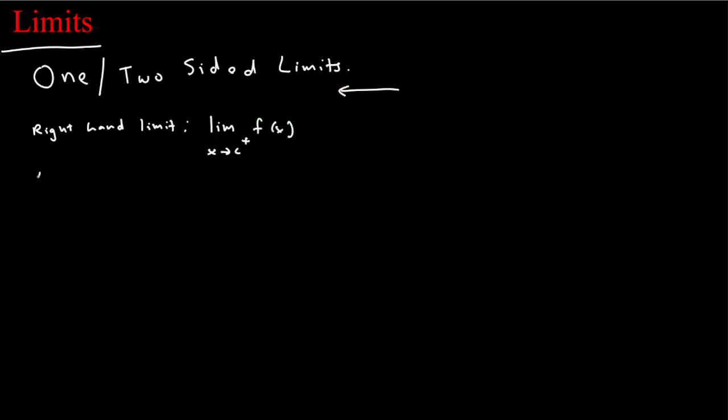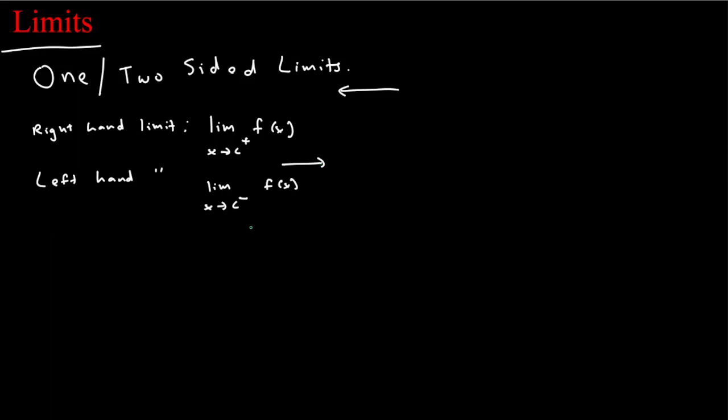And then the left-hand limit is denoted as limit as x tends to c from the negative side, so you're coming from left to right, so it's the left-hand limit. So these two are known as the one-sided limits, and that basically tells you what the value of the function is approaching when you're coming to point c from the right hand, from the left hand.